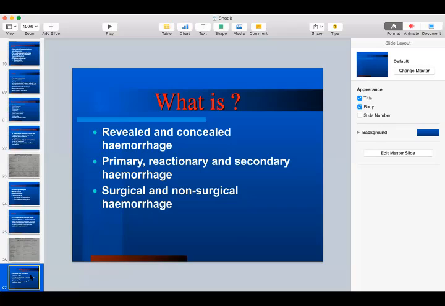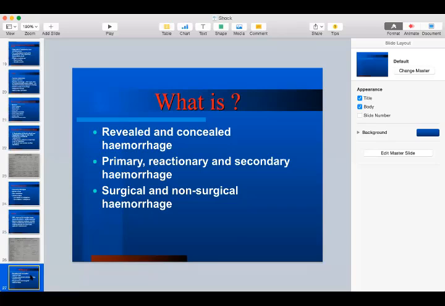What are they? Basically, primary occurs, as the name states itself, is pretty much given. Primary occurs immediately. So this has to do with the time length, okay, from an afflicted injury to when the bleeding is occurring. First, we discuss revealed or concealed, whether external or internal. Primary, reactionary, or secondary hemorrhage. Primary occurs immediately. You get hurt, you start bleeding right away.